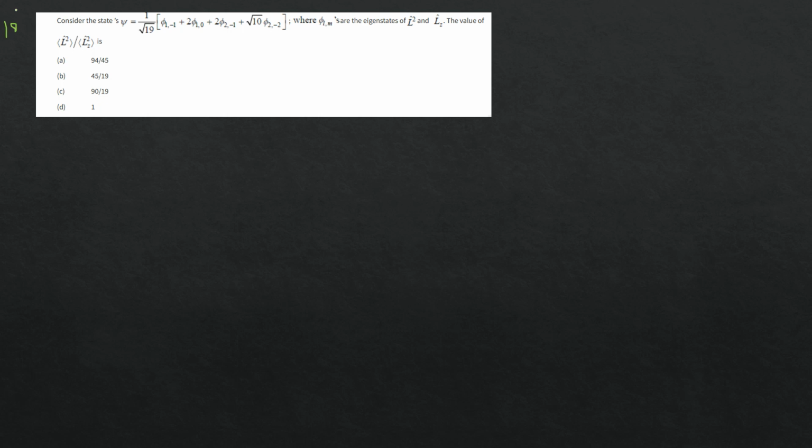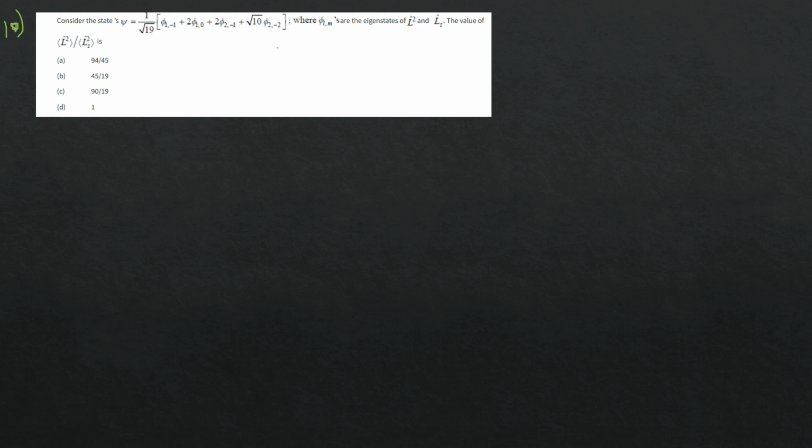What does question number 10 say? Consider the state psi equal to 1 by root 19 times (2 phi 1,1 minus phi 1,-1 plus 2 phi 2,1 minus phi 2,0 plus 2 phi 2,2 minus root 10 phi 2,-2), where phi lm are the eigenstates of L square and Lz. What is the value of the expectation of L square by Lz square?